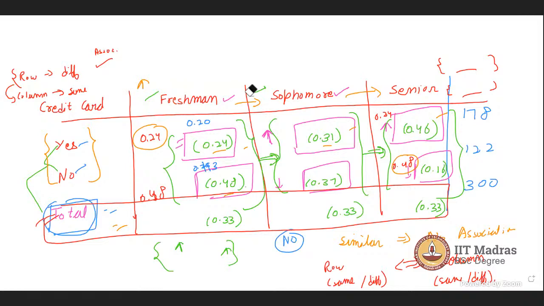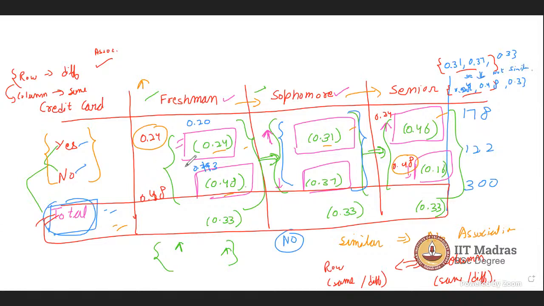But you can't say that if you're looking at this column. The observations are 0.31 and 0.37, and the total is 0.33, which is not similar to here. It's 0.24, 0.48, and 0.33. It's still not similar to this, right?